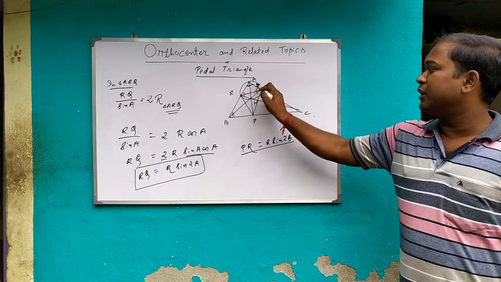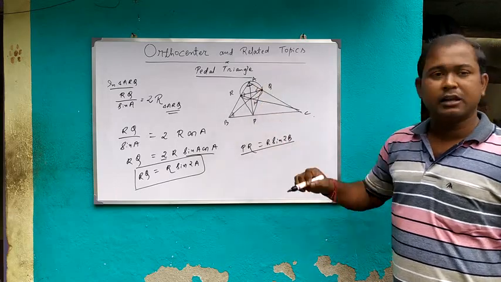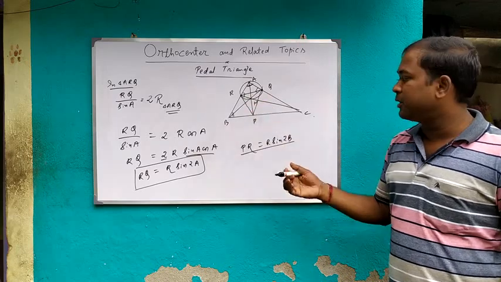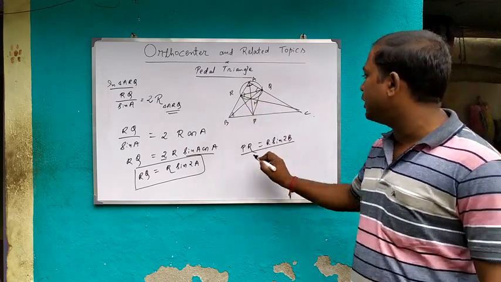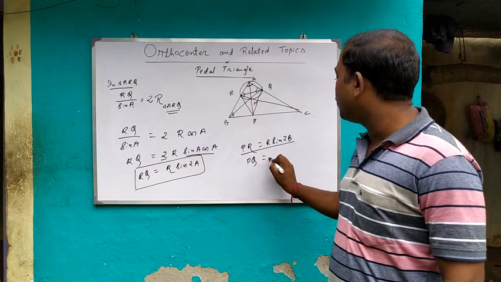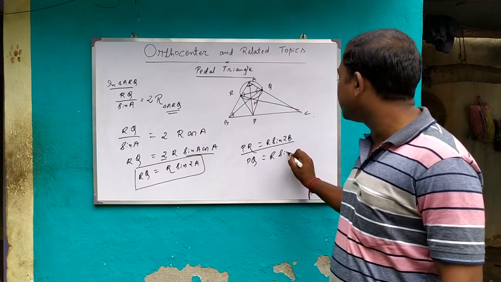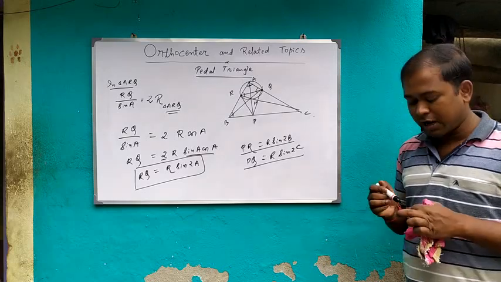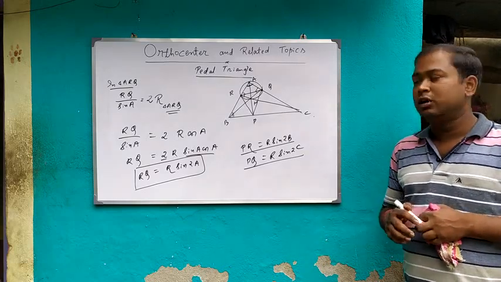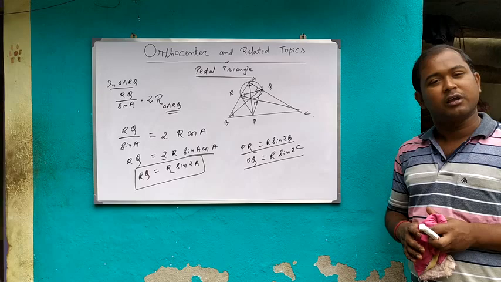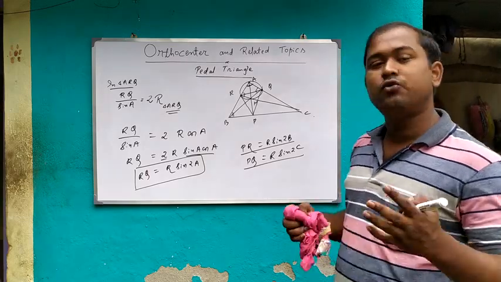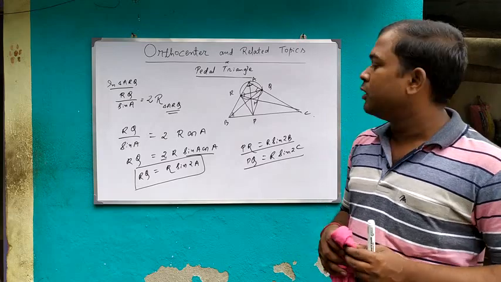RQ was enclosing angle A, so we had written R sin 2A. Now PR, by symmetry, we can clearly write as R sin 2B. And PQ is equal to R sin 2C. So these are the three results, the three sides. So we have successfully found the sides of the pedal triangle. Now I will try to explain how to find the three angles in a pedal triangle.